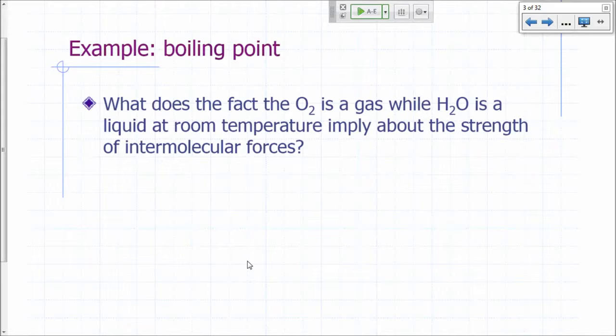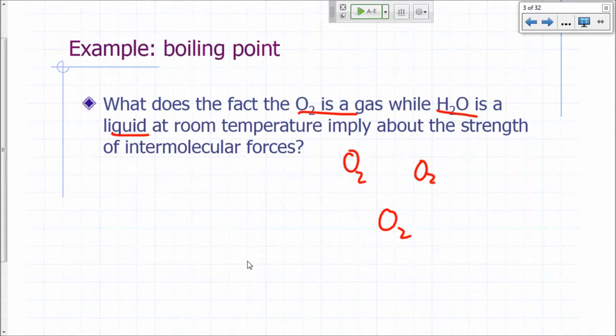Here's an example. What does the fact that oxygen, O2, is a gas, while H2O is a liquid at room temperature imply about the strength of the intermolecular forces? O2 is in the air that you breathe. It's about 20% of the air you breathe. It's a gas at room temperature.